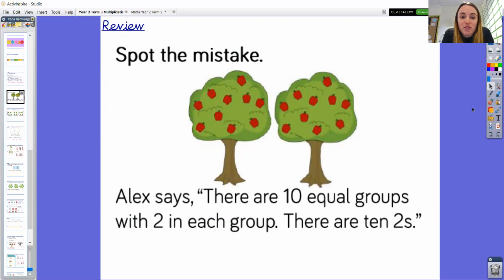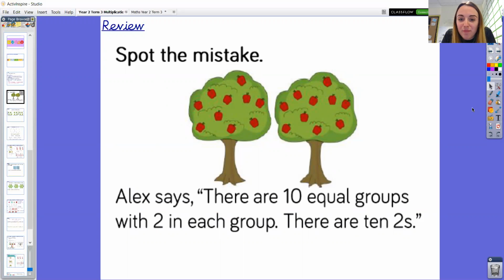So first of all, starting with our review phase, thinking back to yesterday's learning, we have a question here which says, spot the mistake. Alex says there are 10 equal groups with 2 in each group. There are 10 twos. I wonder if you could pause the video here and have a discussion at home about what the mistake might be.